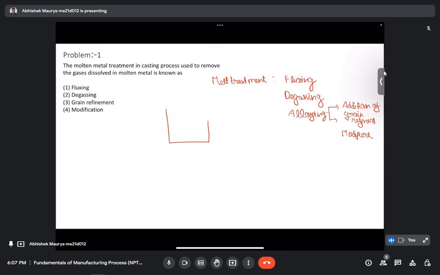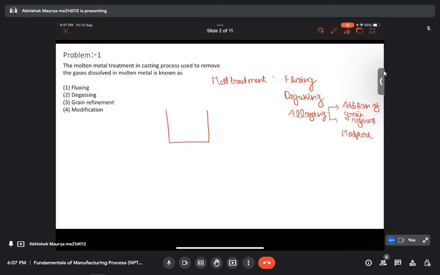When we have molten metal, it has a tendency to react with oxygen. Almost all materials have a tendency to form oxide, but in aluminum we use the fluxing method. Here, this is the surface of the molten metal, and atmospheric oxygen tries to react with the molten metal and form an oxide layer on its surface.